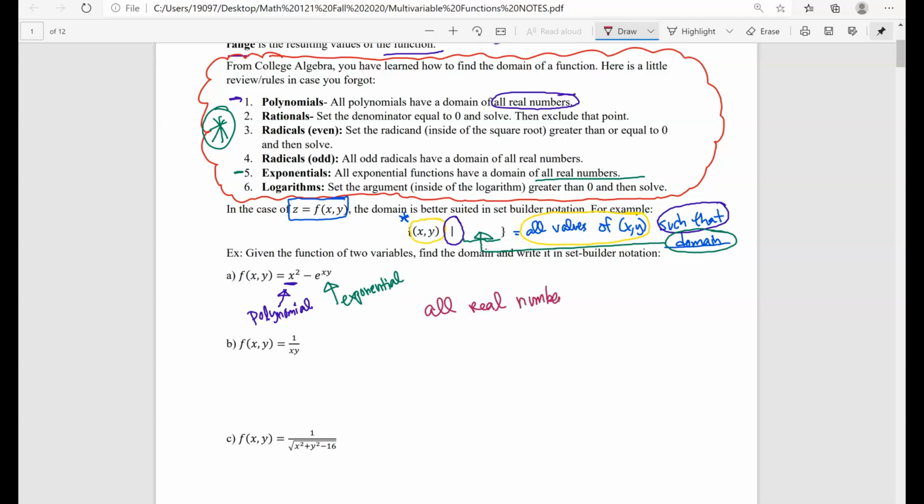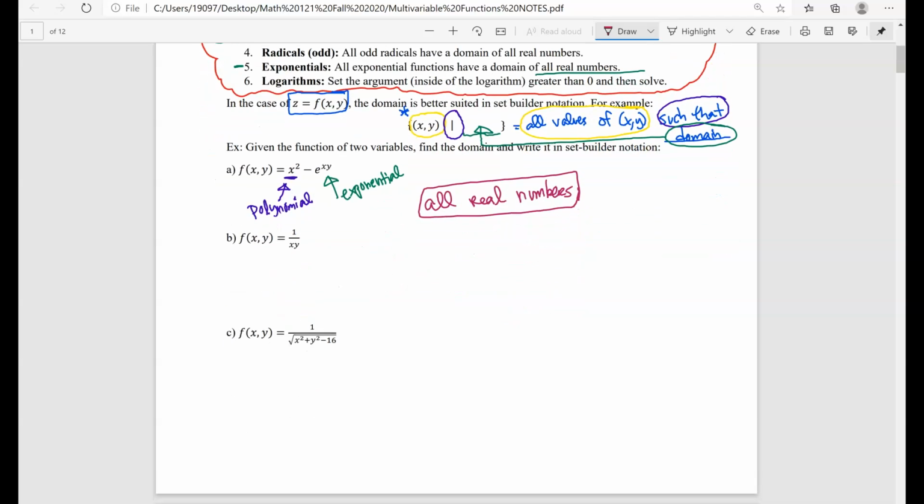That will be the domain of this guy. You can plug in any x and y value that you want in there, and I'm always going to get a z value. Okay, what would be the second one?